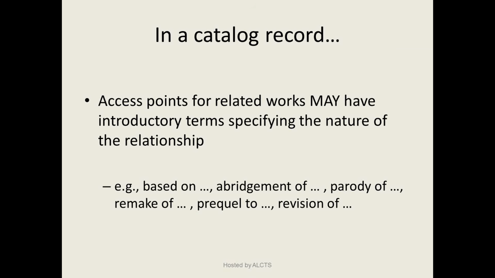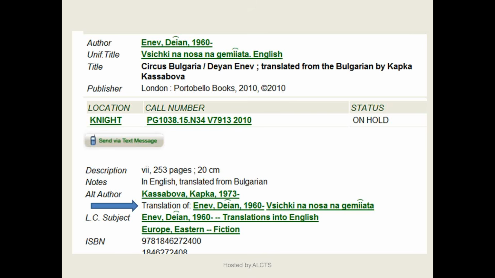Also, in a catalog record, access points for related works may have introductory terms specifying the nature of the relationship, such as based on, abridgment of, parody of, revision of. Again, this is optional, but it's very useful. Here's an example of a record that explicitly states that it is a translation of another work in a form that could be understood by a machine.